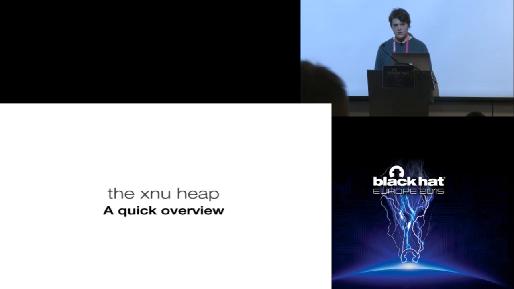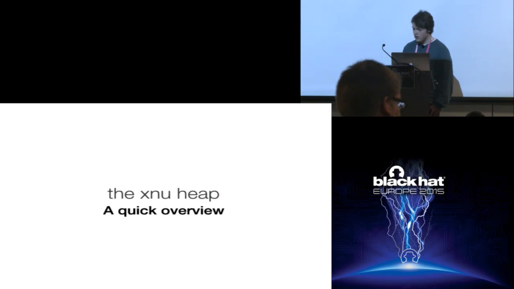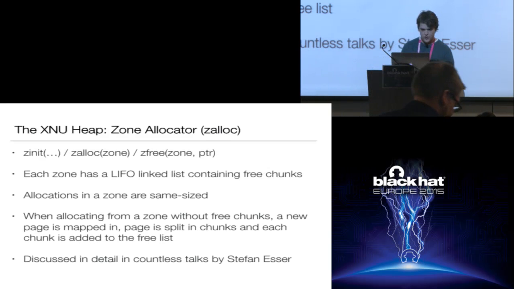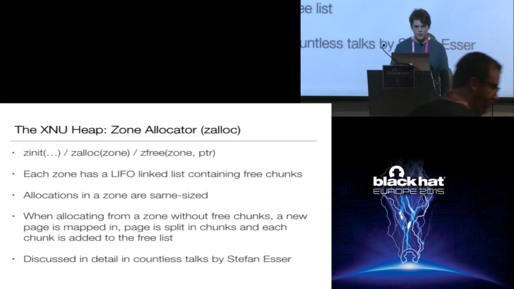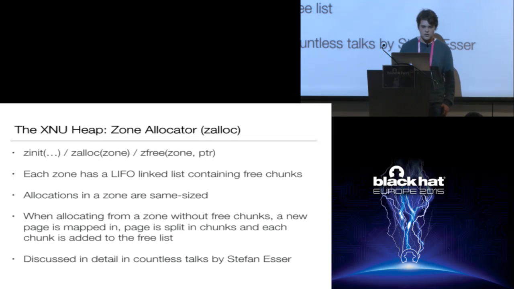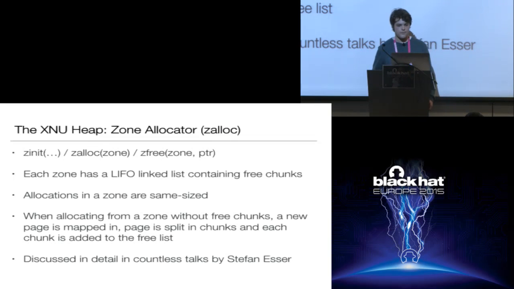So I'll be starting with a very brief introduction on the kernel heap. In particular, I will be talking about Zalloc, which is the zone allocator. Most other allocators rely on Zalloc. There are three functions which you can call: zinit, which creates a zone, zalloc, which allocates an allocation from a zone, and zfree, which frees an allocation back into the free list.